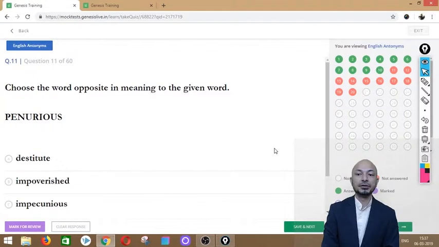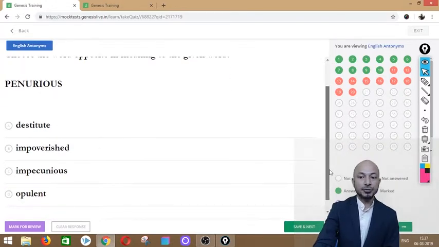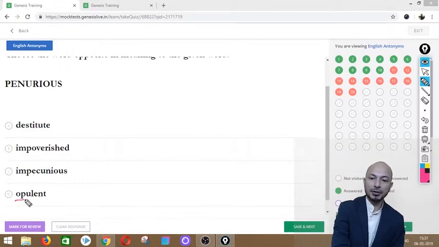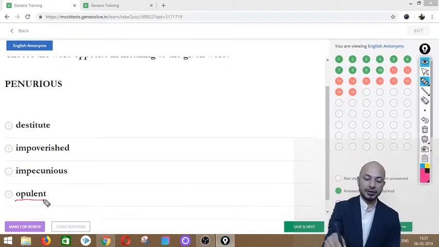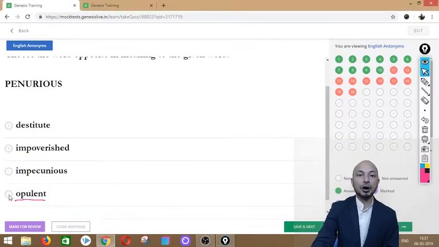So coming to question number 11, the word given is penurious, and the options given are destitute, impoverished, impecunious, and opulent. And the correct option for us is going to be option D, which says opulent. Penurious is something which is very poor, doesn't have a lot of wealth or money or things. But opulent is just the opposite. It shows you are very wealthy, you have things in abundance. So it's just the opposite of penurious. So we go ahead and click option D.